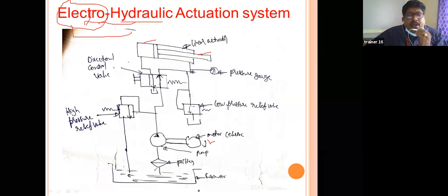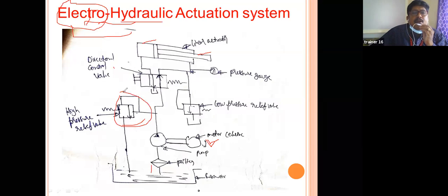See here, the oil from the reservoir. The electric motor drives the pump, so the oil is sucked in, and a filter arrangement is there. Whatever impurities are in the oil, the filter eliminates, and the pure oil enters the pump. Driven by the electric motor, the oil is sent to the directional control valve. See here, this is the high pressure relief valve.